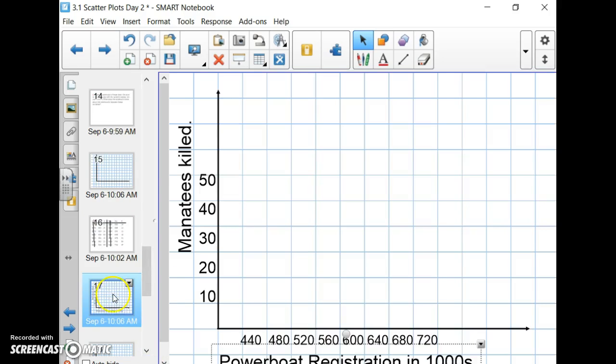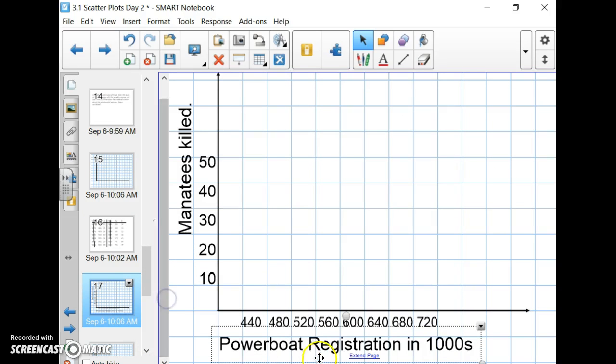Now, again, you want to label this appropriately. So I have right here, my x-axis is powerboat registration in thousands, and my y-axis is going to be manatees killed. Like I told you guys before, I picked several different scales. For this purpose, I chose this one right here. It starts at 440, and I went up by 40 each time. And then on this one, I decided to go up by 10s.